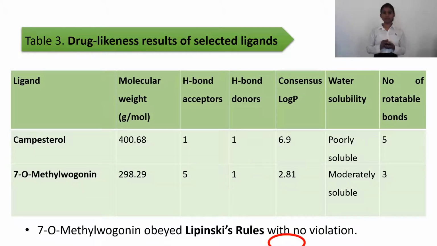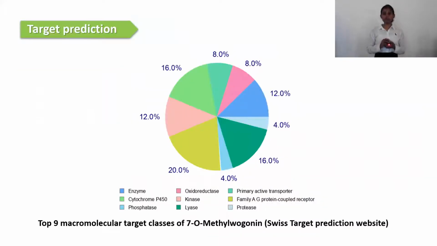As you can see, campesterol violated Lipinski's rule by having a logP value of more than 5. Therefore, it should be modified before further analysis. In the case of 7-O-methylvogonin, it obeyed Lipinski's rule with no violation. Therefore, it was further evaluated for target prediction. These pie charts show the top 9 macromolecular target classes of 7-O-methylvogonin. As you can see, it has an 8% probability of binding to the oxidoreductase class, which includes the cyclooxygenase enzyme.